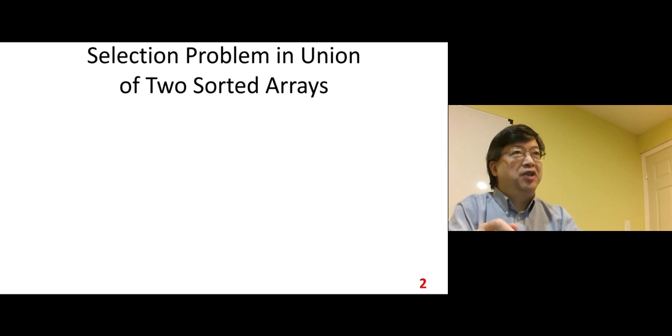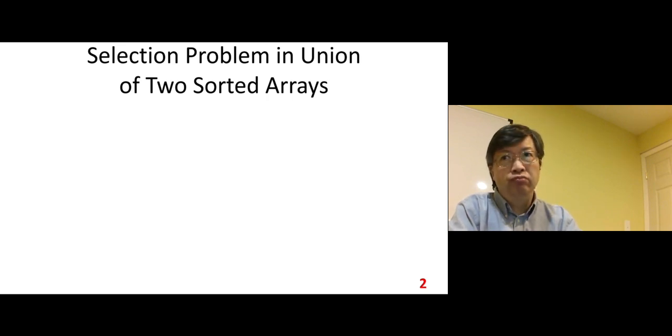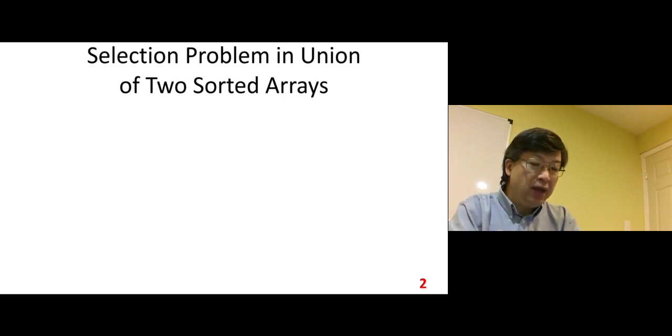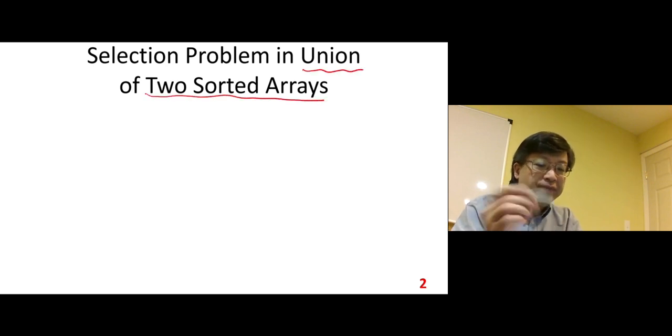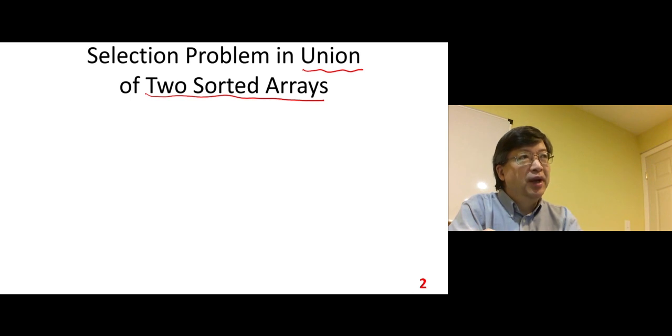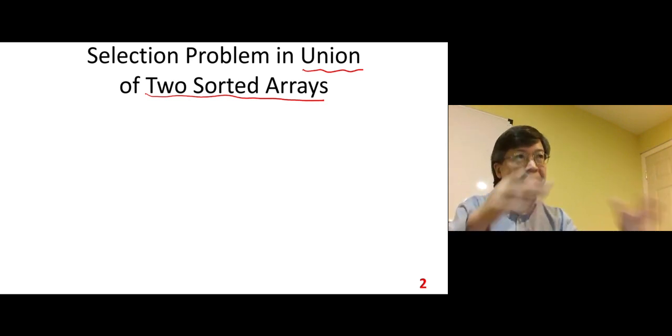Selection problem. We know the selection problem, but this time our data is different. The data is not a usual unordered array. It's not that. The data is in the union of two sorted arrays. Union. So we have two sorted arrays, we put them together, so that's all the data we have.